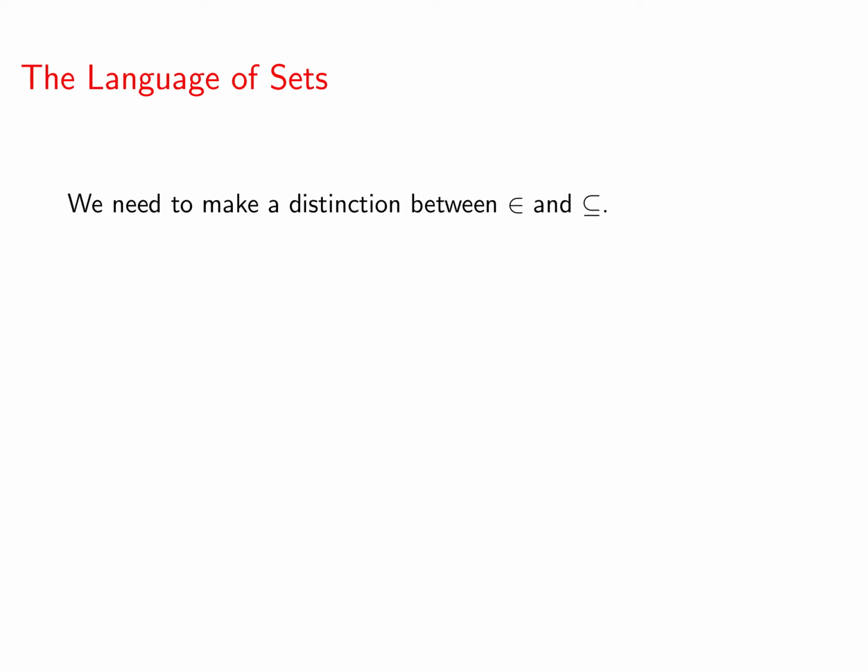Hello, discrete math fans. We need to make a distinction between these two symbols. This is element of and subset of. They're both going to involve sets, but they're used in very different ways. So we need to be very careful about how we use them.